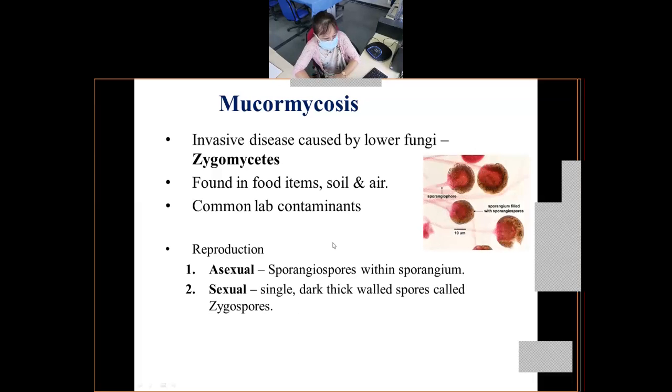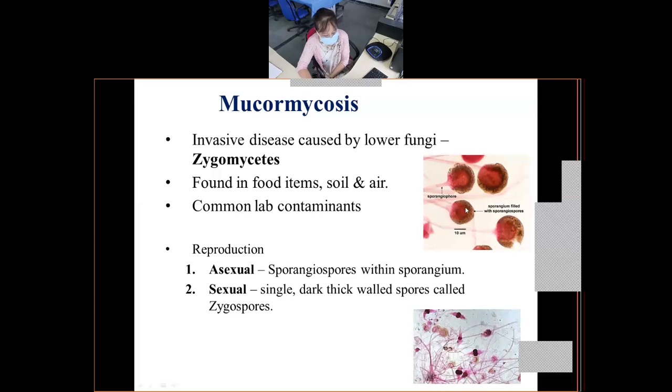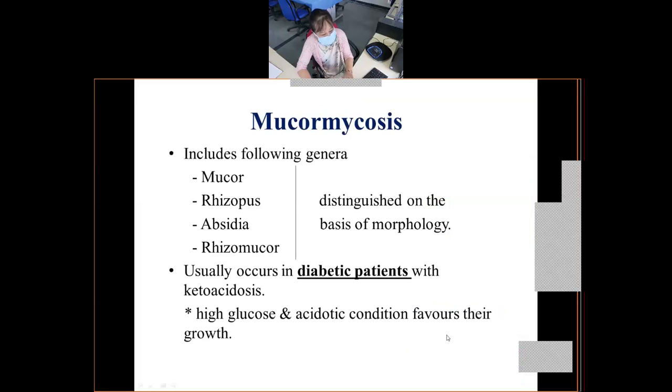So these are the sporangia which you will observe in the case of zygomycetes, and this sporangium is filled with sporangiospores. These spores are the ones which are very highly infectious. This is what you will see when you do an LPCB mount. You can see the sporangium with the sporangiospores inside it. Mucormycosis includes different genera: Mucor, Rhizopus, Absidia, and Rhizomucor.